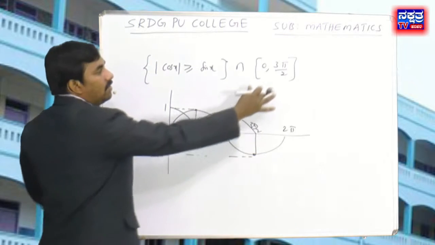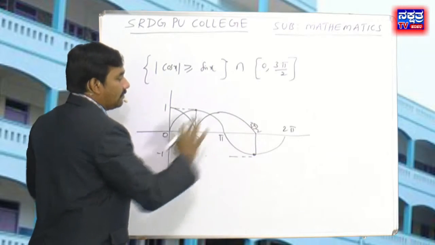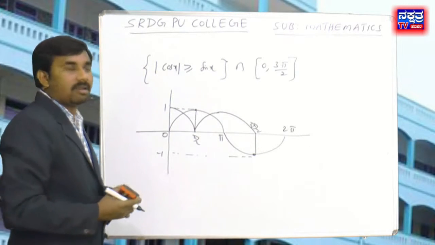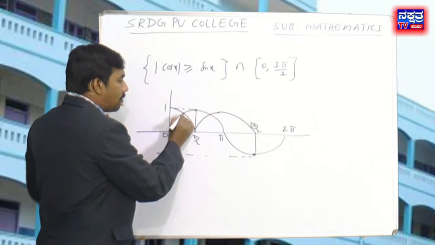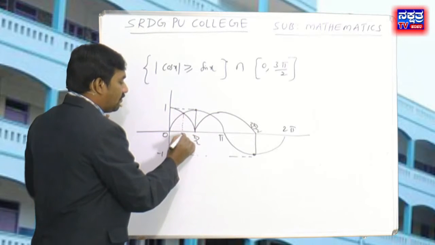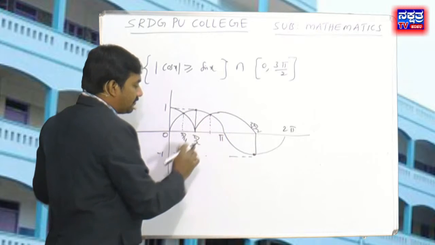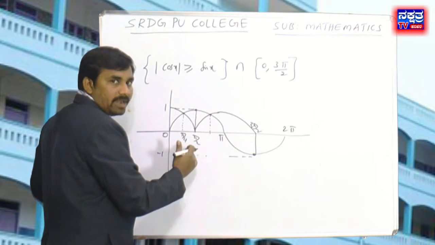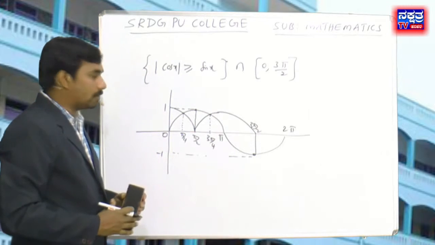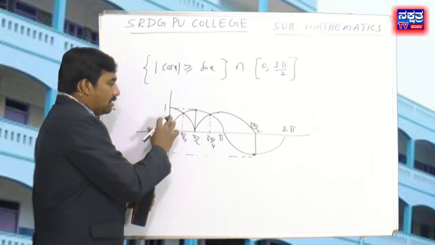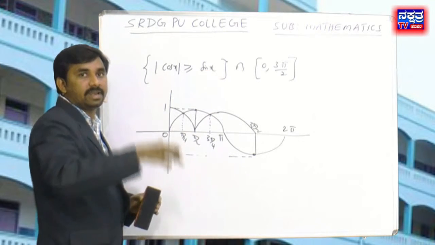So here we need till 270 only, hence we can consider this graph. Here where the graph is increasing, first we have to find the intersection points. This is 45 degrees and this is after 90 and before 180, that is 135 degrees, 3 pi by 4. If you observe here, mod cos x is greater than sin x.